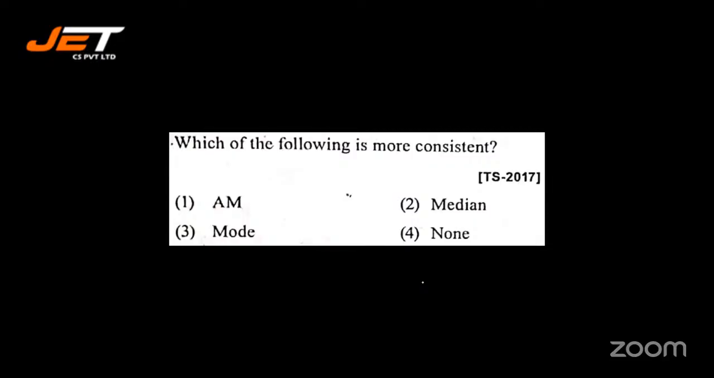Right? So which of the following is more consistent? Arithmetic mean, median, mode, or none? It is arithmetic mean. So that is supposed to be more consistent. All right. Now let's see how many of you have given me the right answers.